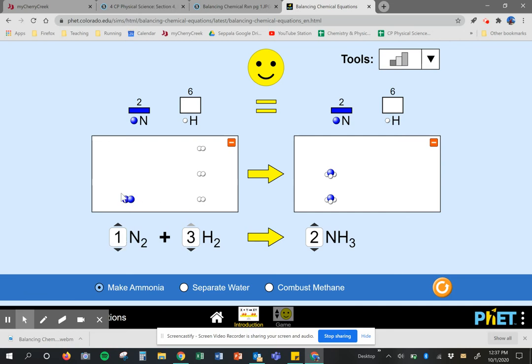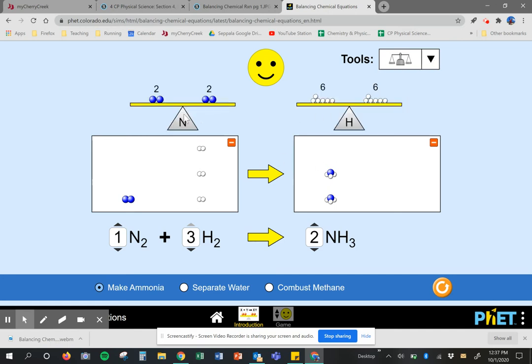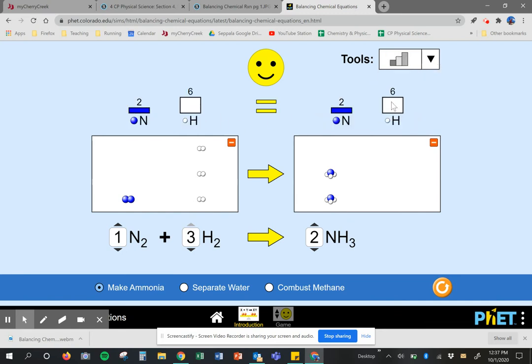Notice we are changing nitrogen gas and hydrogen gas into ammonia liquid, but the amount of mass is exactly the same. If I go to the scales, they are balanced. When I go to the bar graph, the bars are equal.